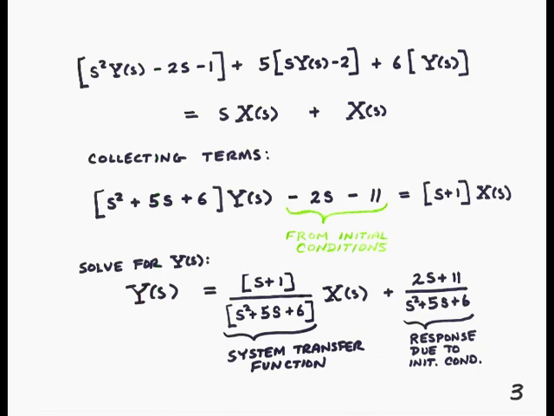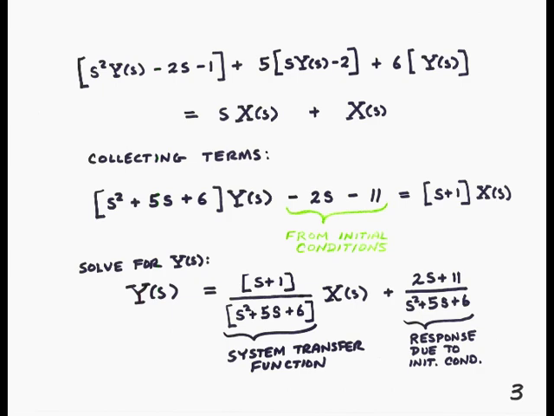Now we'll solve for y of s. We divide through by s squared plus 5s plus 6, and we find y of s is equal to s plus 1 over s squared plus 5s plus 6 times x of s plus 2s plus 11 over s squared plus 5s plus 6. The first term in this expression is the zero state response. The second term is the zero input response.